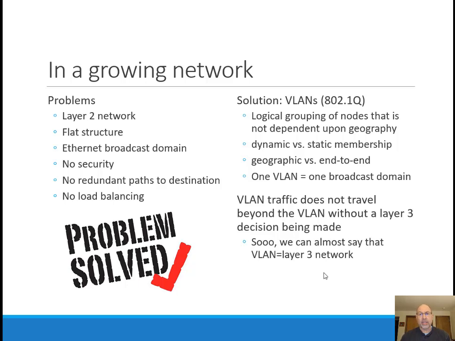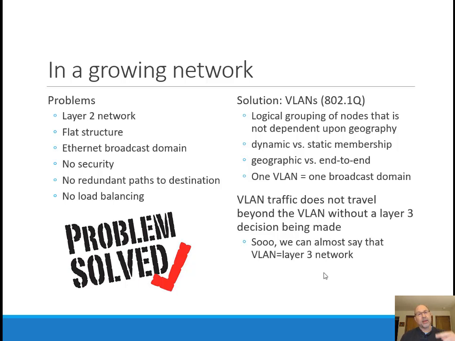The solution is VLANs, and we know about VLANs now because we talked about 802.1q, so that's where we find it. And a VLAN is a logical grouping of nodes. So take any ports that you can think of, collect them together into a logical box, and it doesn't matter where they are or what other switches they're connected to. We can make them into a VLAN, which effectively makes them one network together.